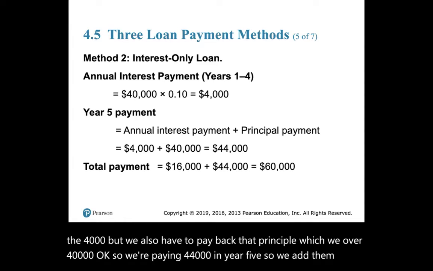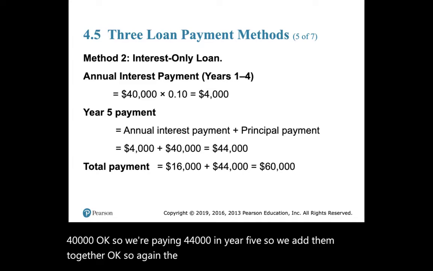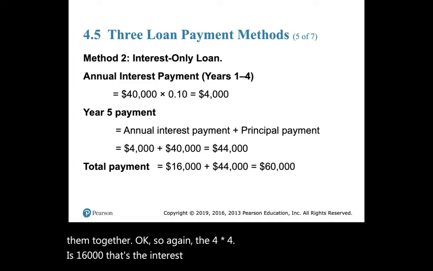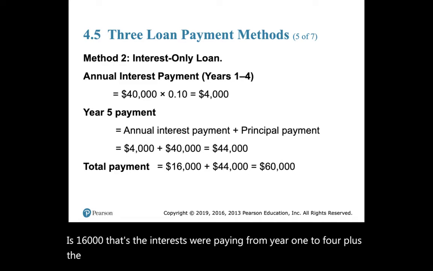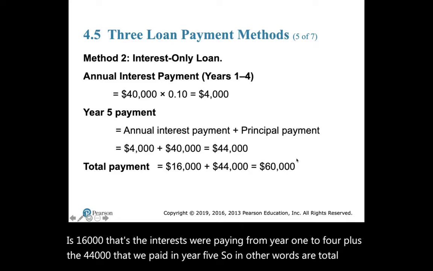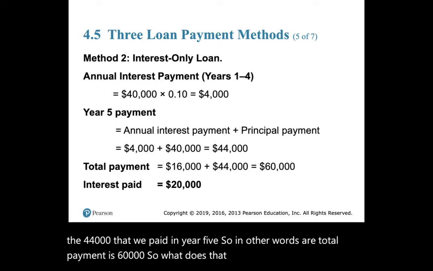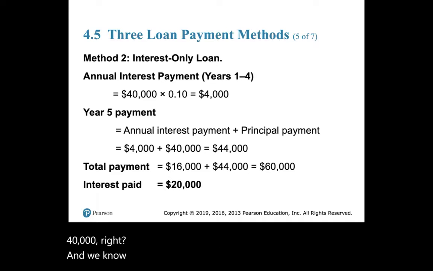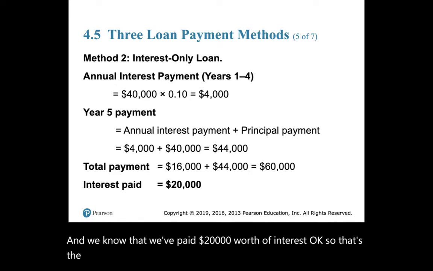Okay, so again, the 4 times 4 is $16,000. That's the interest we're paying from year 1 to 4, plus the $44,000 that we paid in year 5. So in other words, our total payment is $60,000. So what does that mean in terms of how much interest we're paying? Well, again, subtract the $40,000 from the $60,000, right? And we know that we've paid $20,000 worth of interest. Okay, so that's the additional borrowing, not including that principal.